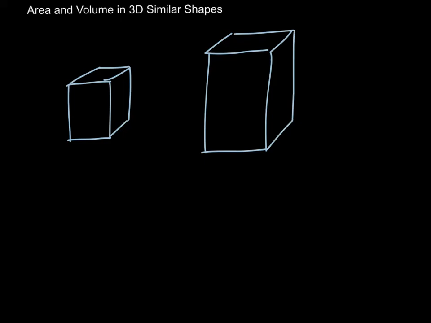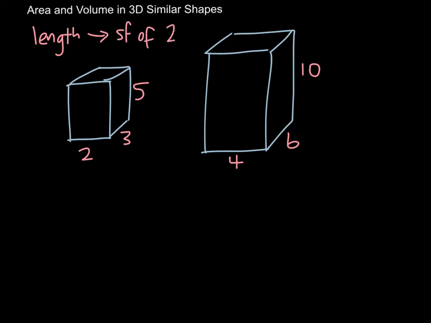If I just pick some random dimensions, I'm going to have a width of 2, depth of 3, and a height of 5. And then my enlarged cuboid, I'm going to enlarge them all by a scale factor of 2. So I'll have a width of 4, depth of 6, and a height of 10. So my length scale factor is going to be 2. I'm just doubling all the sides.